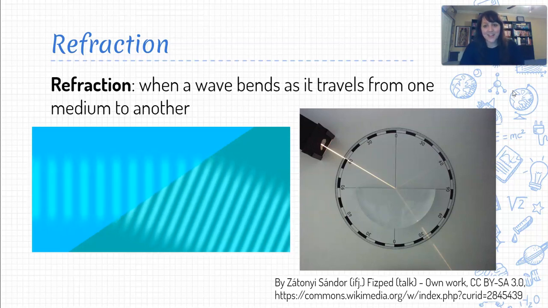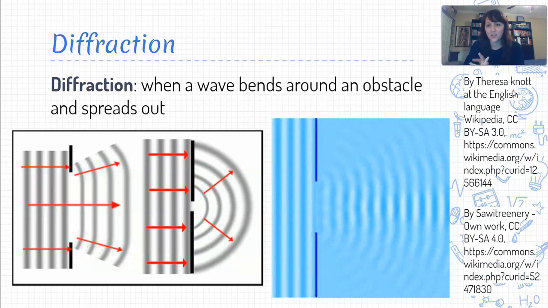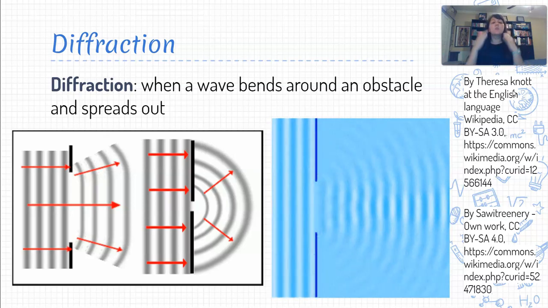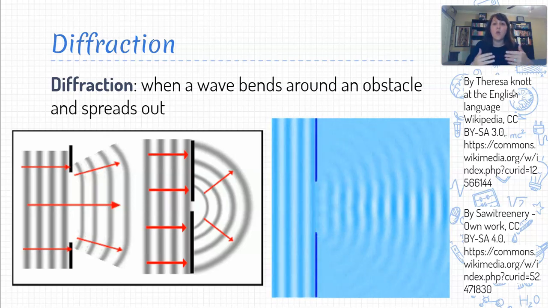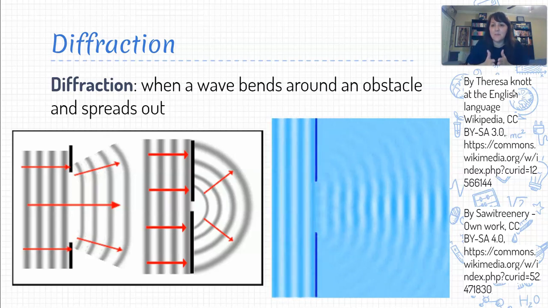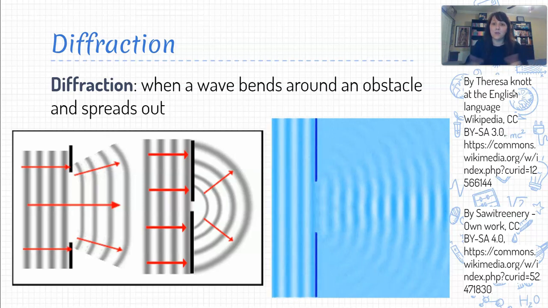The next wave phenomenon is called diffraction. So there's reflection, refraction, and diffraction. I am sorry, I did not choose these names. Okay, so diffraction occurs when a wave encounters some sort of obstacle and basically bends around it, and as a result ends up spreading out.